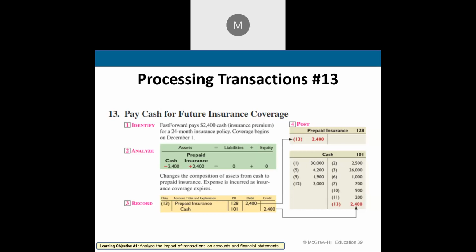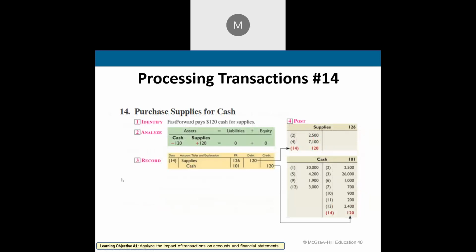So step 1, we paid $2,400 in cash for a 2-year policy that begins December 1. We decrease our cash and we increase our prepaid insurance, which is an asset. We debit prepaid insurance to increase the asset, and we credit cash to decrease cash asset. And then we post it to the ledger accounts.